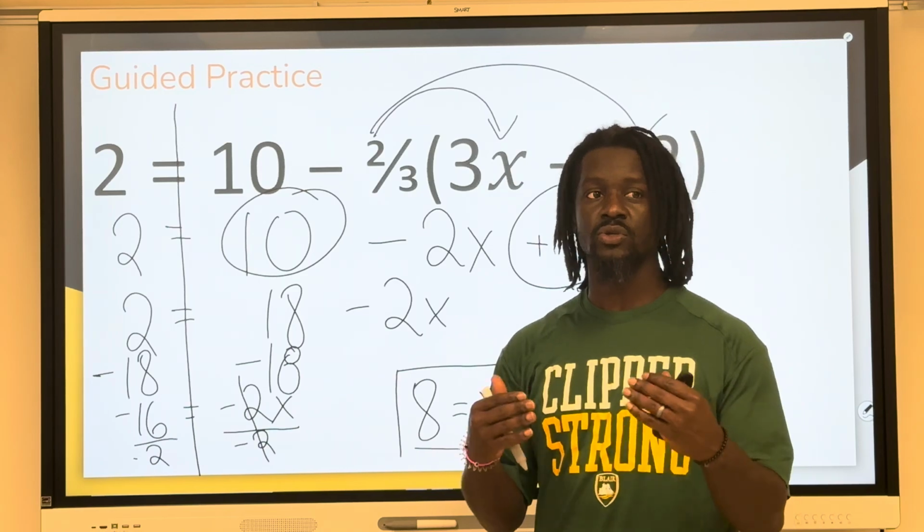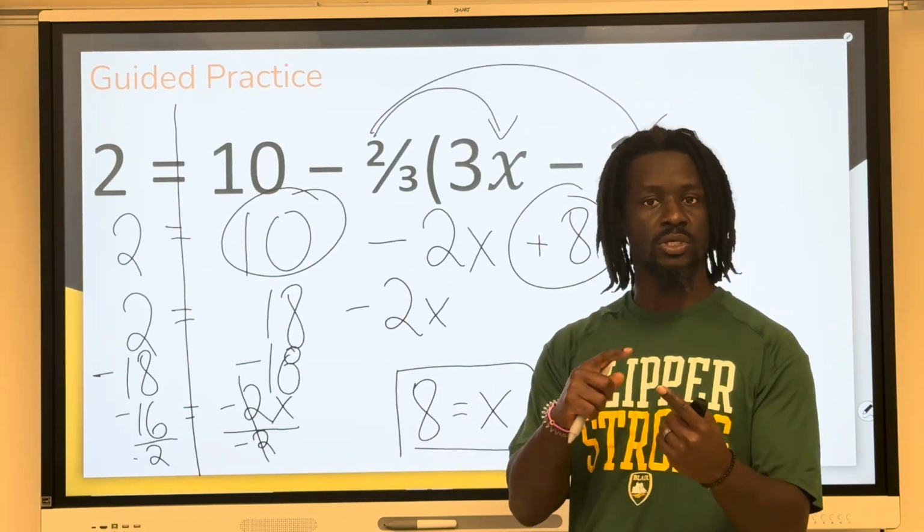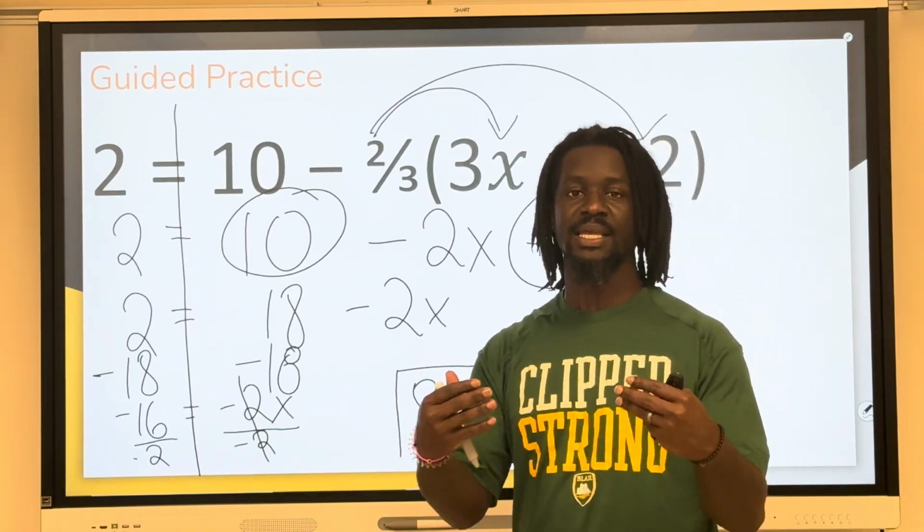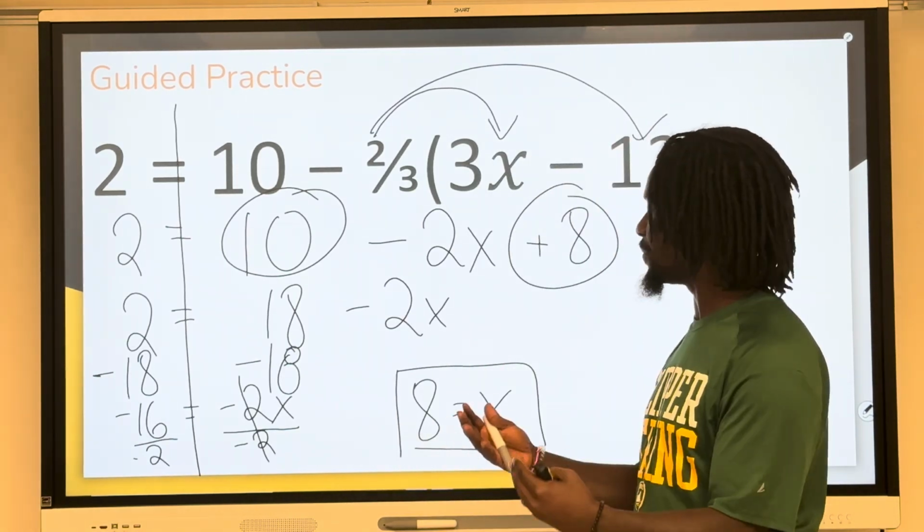And so this is how you solve multi-step equations using the distributive property, combining like terms, and then using the inverse operation to solve the remaining equation.